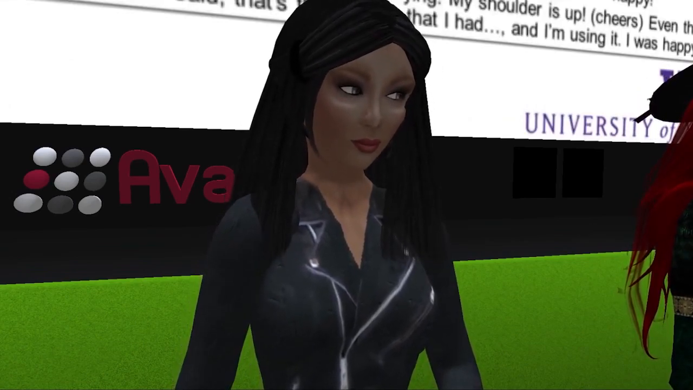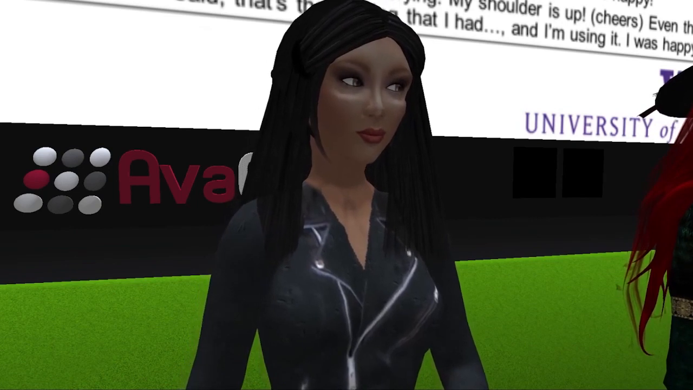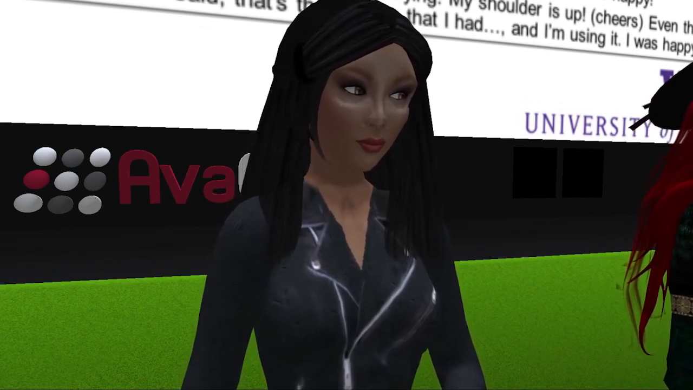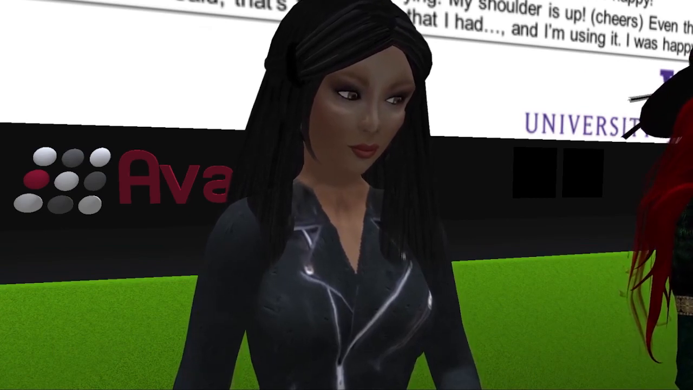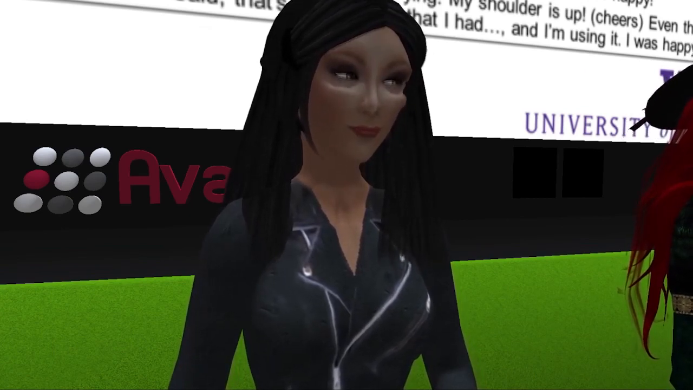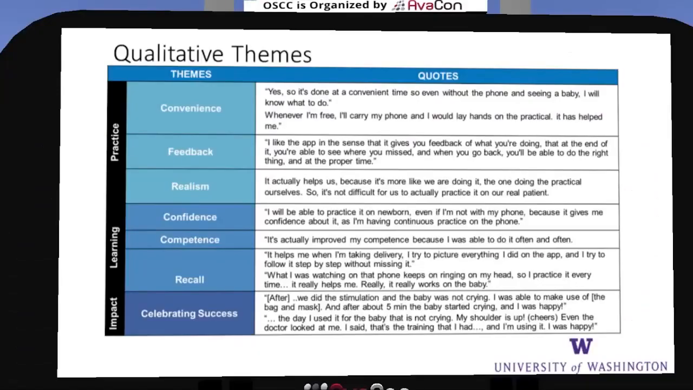So qualitative themes, so we actually asked them what they thought, and did focus groups with our nurses and midwives, and this was what we found when we analyzed the data from those focus groups. They felt that using this was very convenient. It can be done on their own time. They could do it anywhere, at home, on the road.